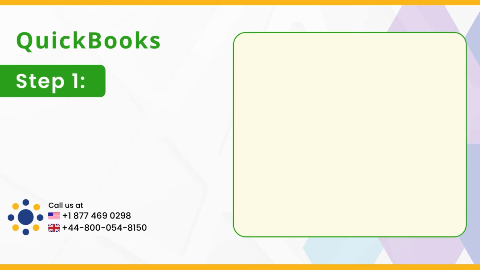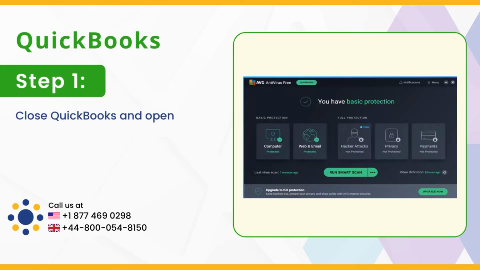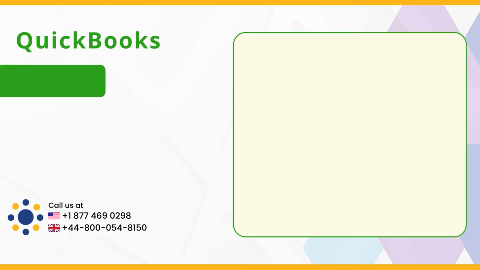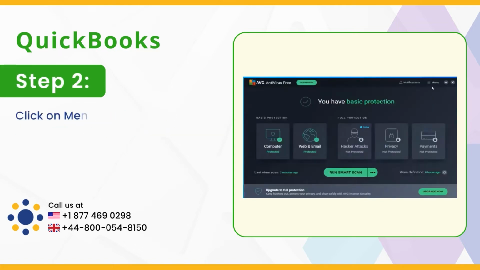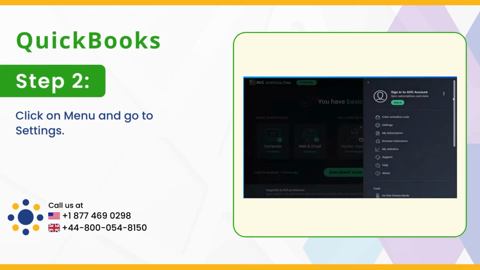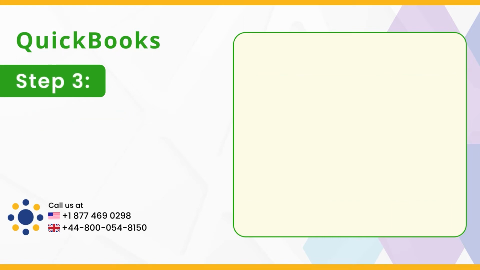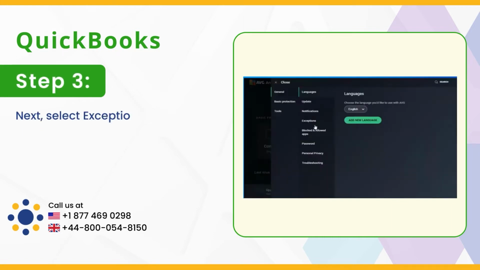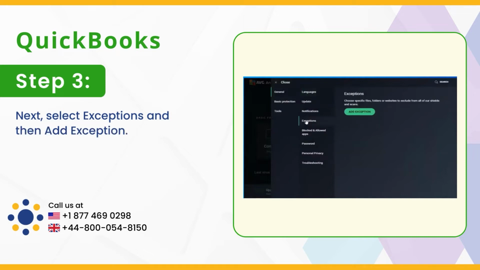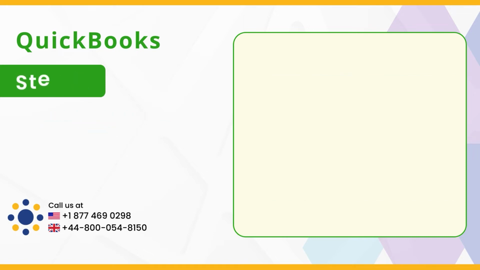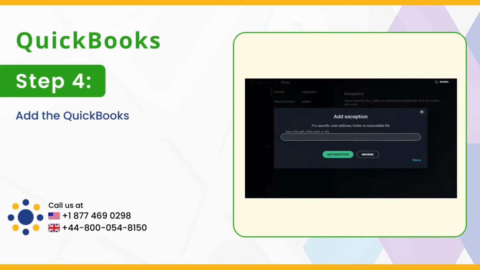Step 1. Close QuickBooks and open AVG Antivirus user interface. Step 2. Click on Menu and go to Settings. Step 3. Next, select Exceptions and then Add Exception. Step 4. Add the QuickBooks path in the field and click on Add Exception.